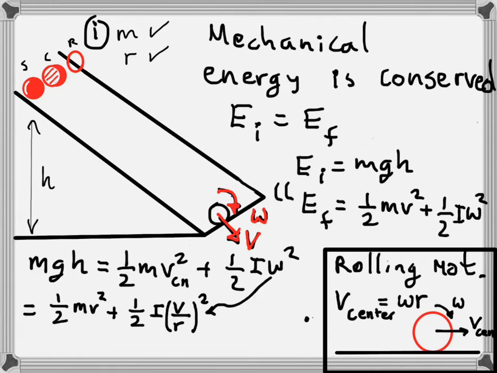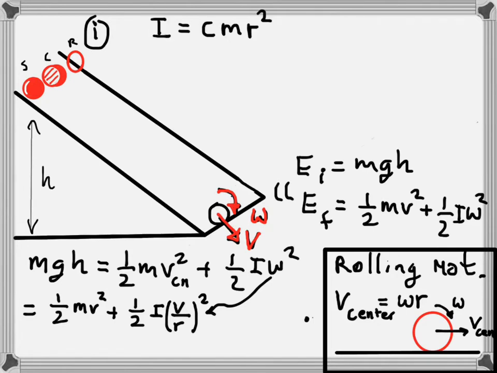So what we're going to do is replace omega with V over R. So we have mgh equals 1/2 of mv squared plus 1/2 of I (V over R) squared. Now, to start getting to the point where we can see the difference in the velocity at the bottom due to the different shapes that these objects have, we're going to look at the moment of inertia and write it as a constant multiplied by the mass times the radius squared. Any object that has a circular profile will have a moment of inertia with this kind of equation. The c will be different, of course.